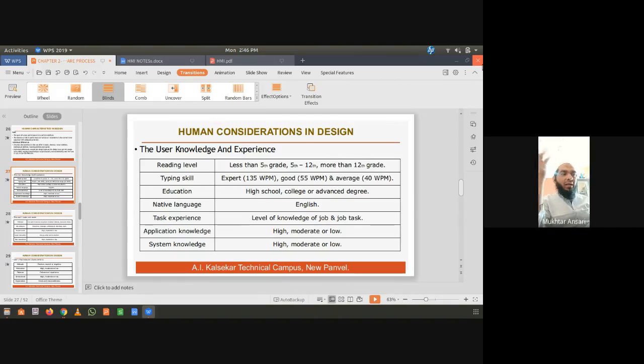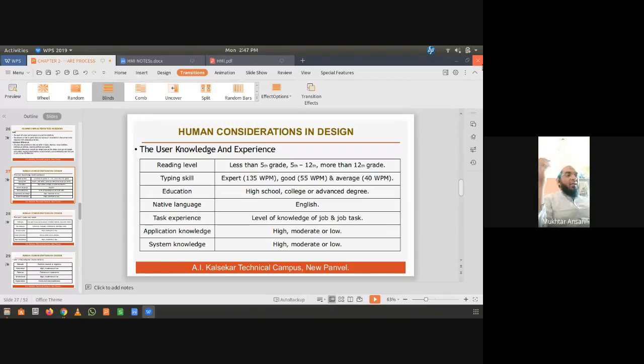टाइपिंग स्किल, अगर एक्सपर्ट है तो उसकी 135 वर्ड पर मिनट, गुड है तो 55 और एवरेज है तो 40. एक ऐसी कुछ रेंज दी है. एजुकेशन, हाई स्कूल, कॉलेज और एडवांस डिग्री. तो इनमें से किसी न किसी की तो रहेंगी. हाई स्कूल की रहेंगी, या अगर बोलेंगे हाई स्कूल भी नहीं है तो फिर क्या कंसिडर करना उसको, उस पर्टिकुलर डिजाइनर को कंसिडर कर ही नहीं सकते.